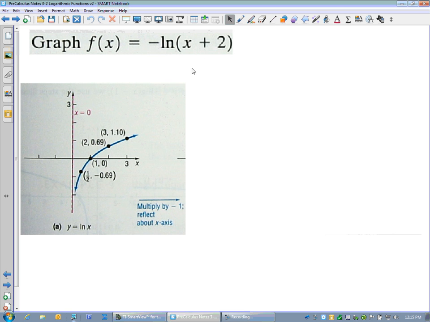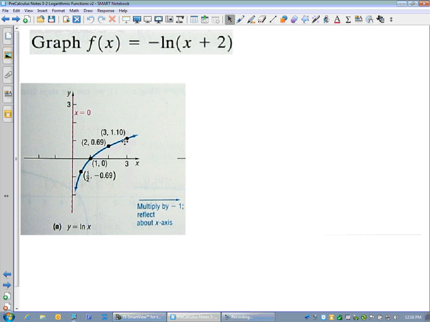So we can take them in any order we want, but let's start with the negative. Multiplying by a -1 outside means we're going to reflect it about the x-axis. In other words, we're going to reflect it vertically. So every point will be reflected about the x-axis.